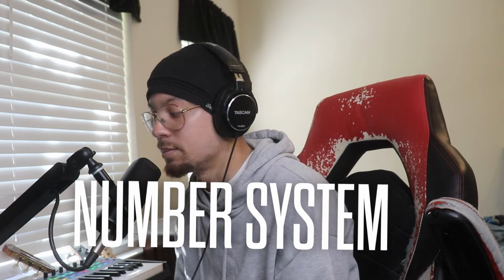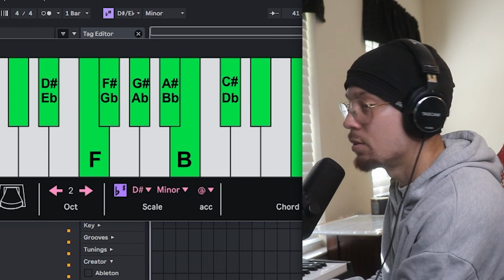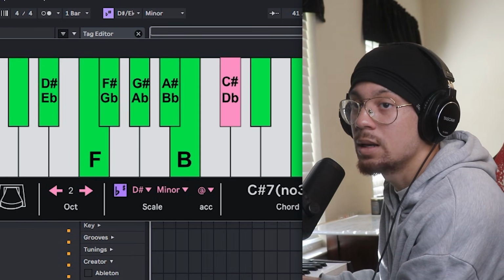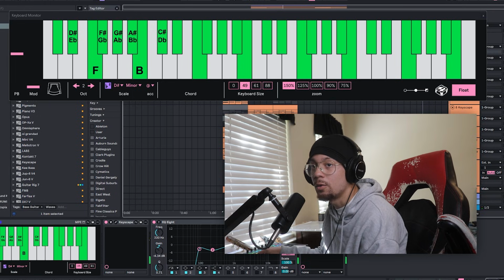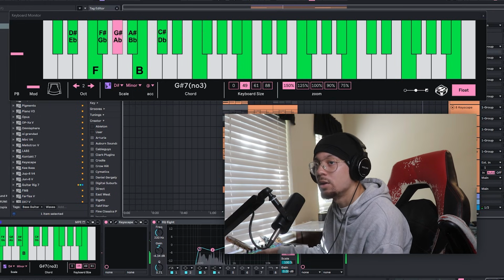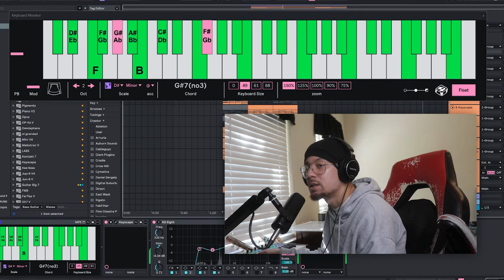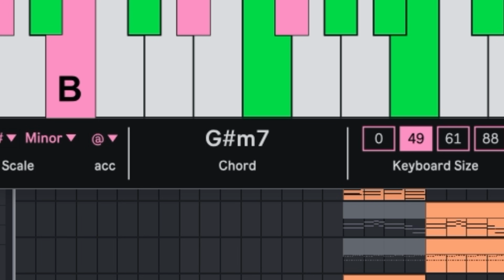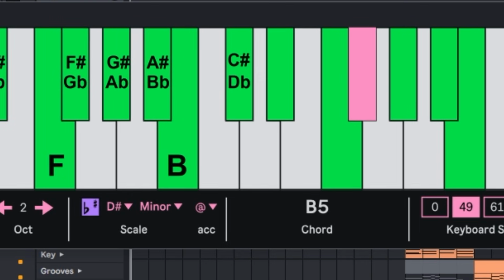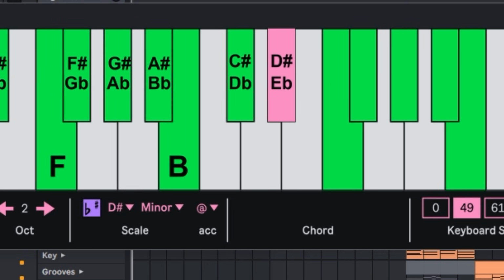And if you don't know what I'm talking about, this is the number system. Basically, you put a number to every key in the scale: 1, 2, 3, 4, 5, 6, 7, right back to the 1. Same thing with your chords. So if you're playing a 4, your last key right here is a 7, because it's 7 notes relative to the 4. That's why it says G sharp minor 7. So basically, this is the 1, this is the 3, this is the 5, and the 7. But let me actually give you an example with a bass VST, okay?